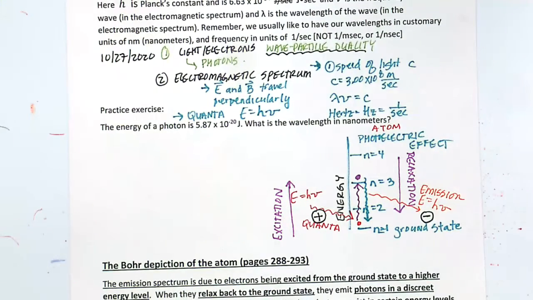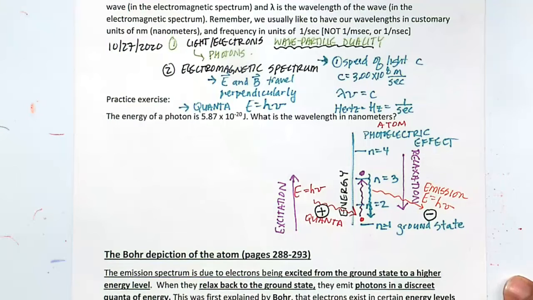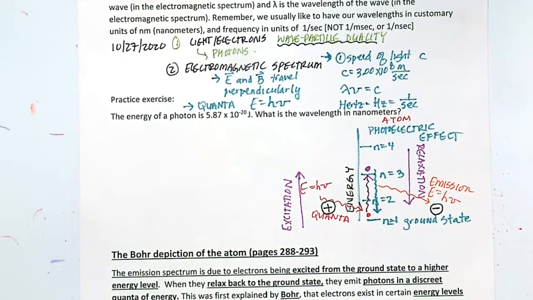All right, let's do a problem here, and then I'd like to talk about electron configuration and see how far we get into that. The energy of a photon is 5.87 times 10 to the minus 20 joules. What is the wavelength in nanometers? Let's step back for a moment, step away from the weeds and the dirty math.